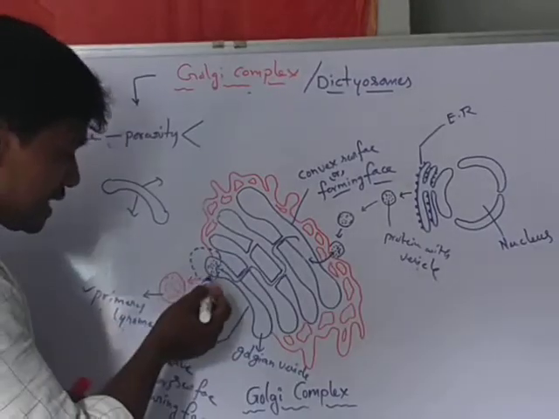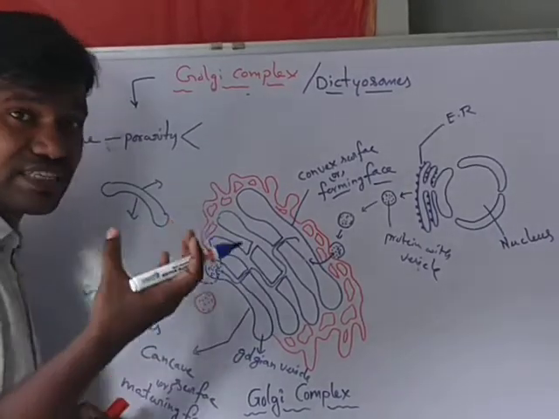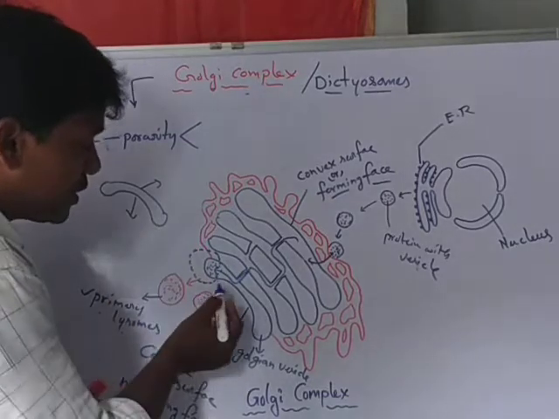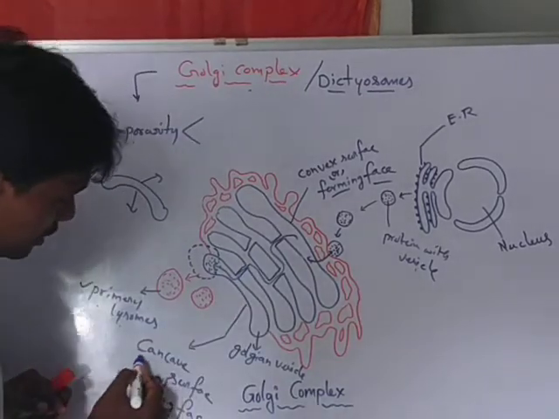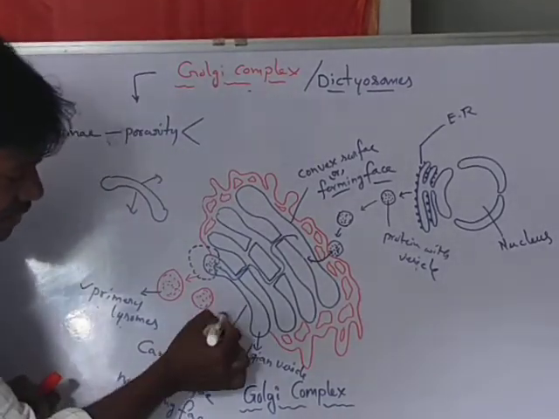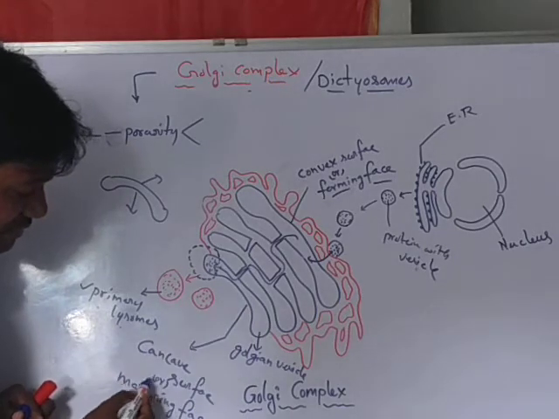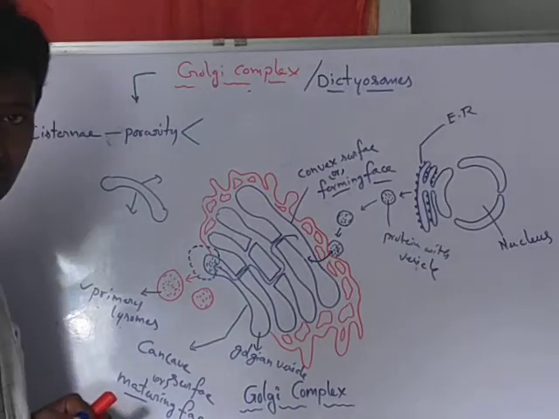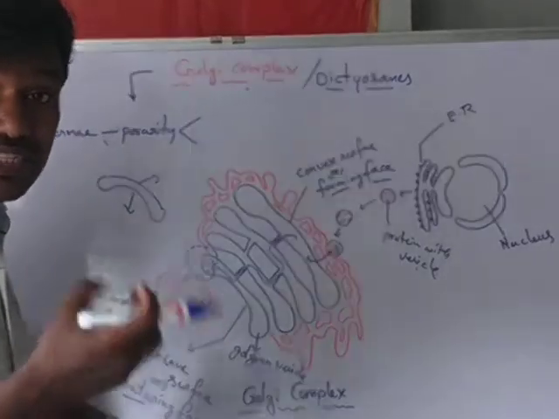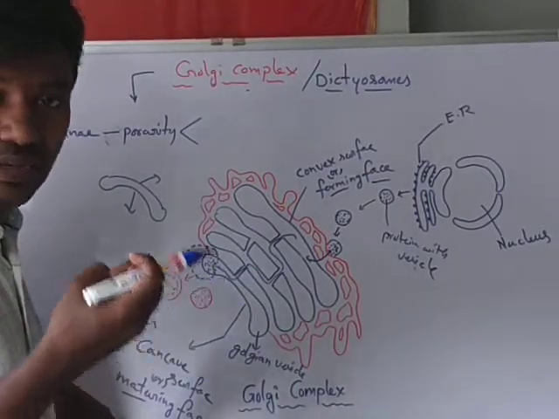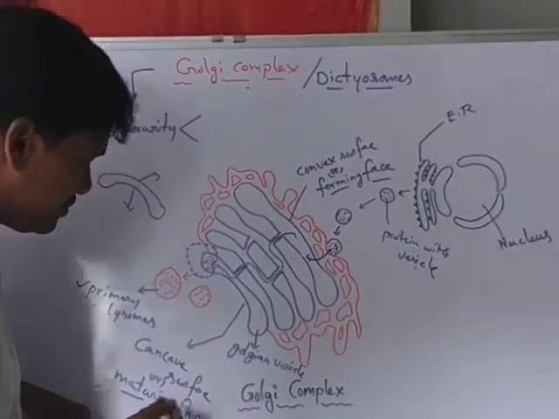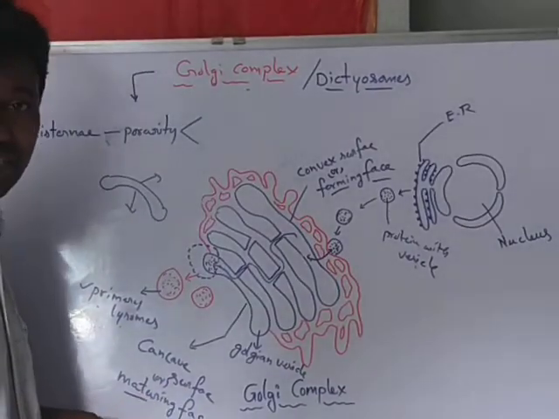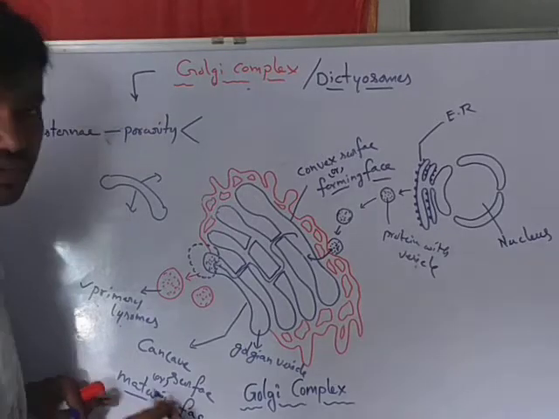Like this, the new vesicles will be formed through the concave surface. That's why the concave surface is called the maturing phase. Why do we call it the maturing phase? Because new vesicles arise from the concave surface.